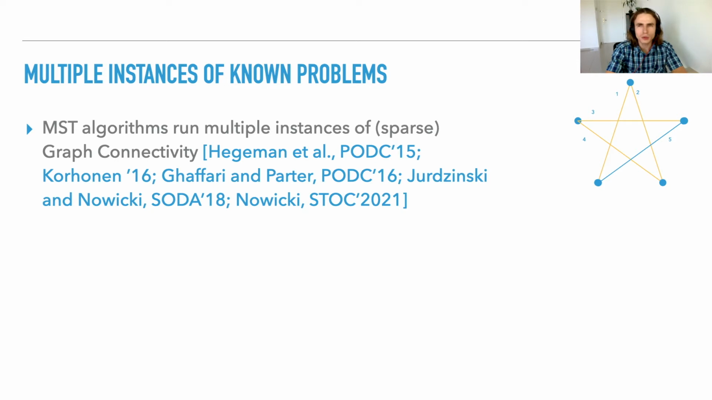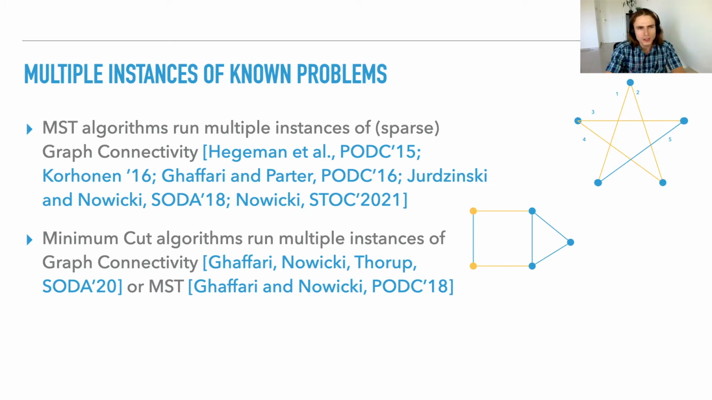reduced this problem to multiple instances of the sparse graph connectivity problem, where nodes are required to check if some graph is connected or not. This allows the authors to break below the long-standing order of log n upper bound by Volodymyr et al. Most MST algorithms use a similar reduction.